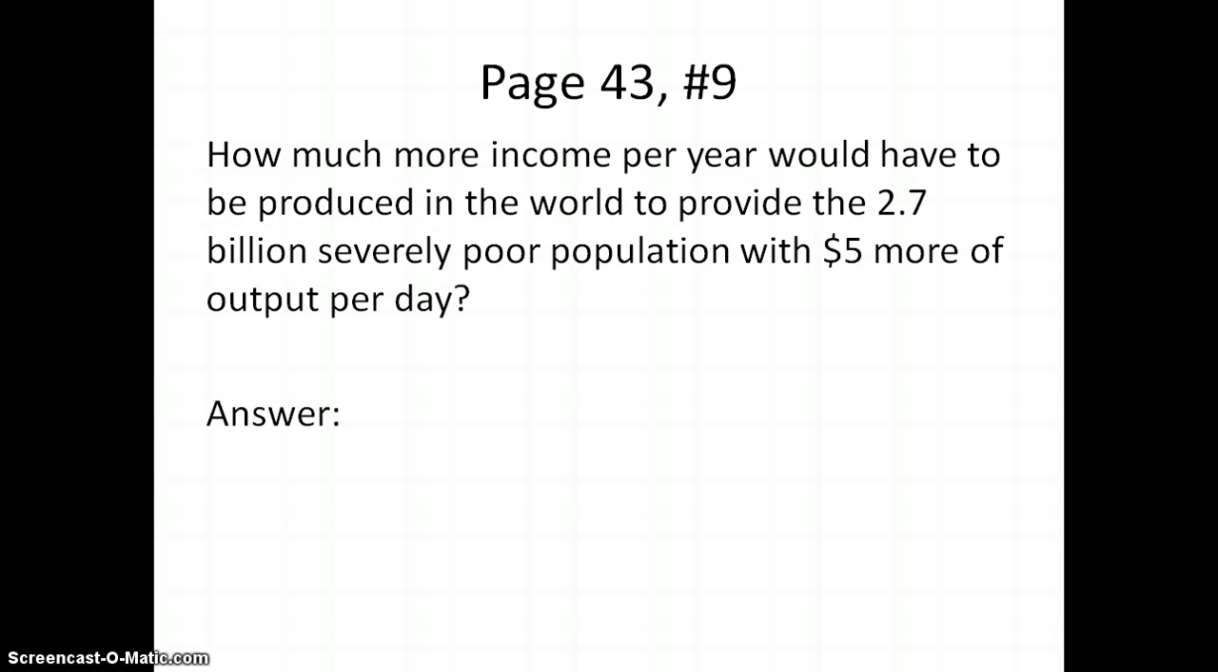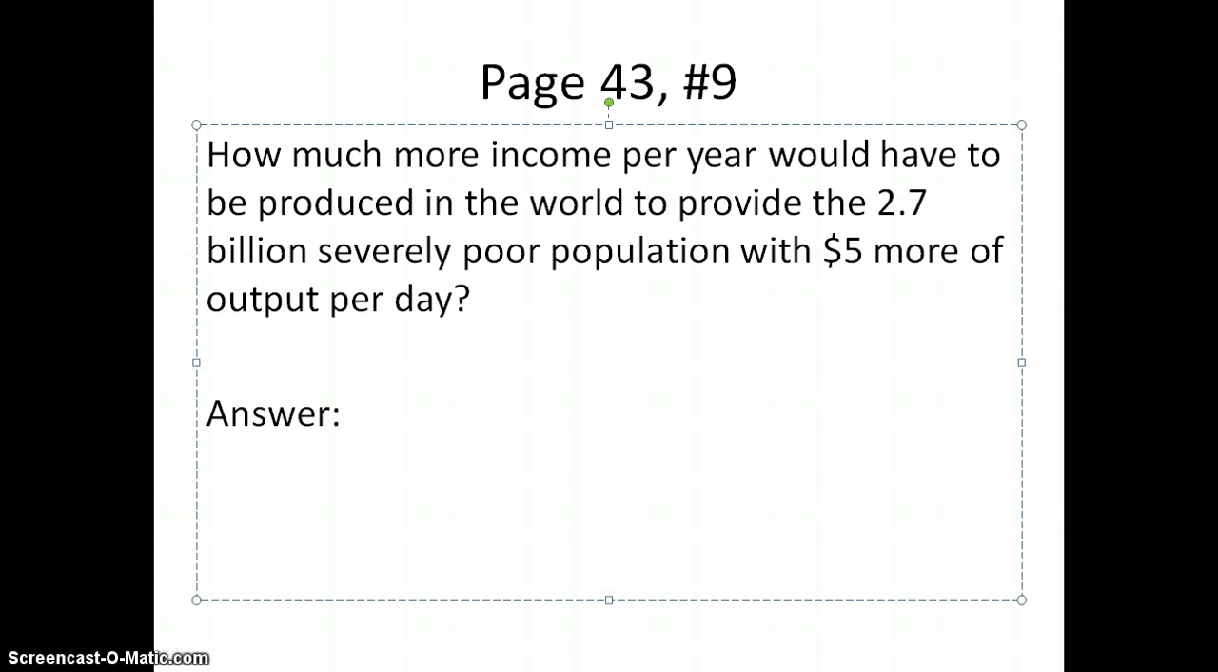So then the next question wants you to determine how much more income per year we would have to produce in order to provide some amount of money to the severely poor population. So I still have 2.7 billion here because that's the actual amount. And in this example, we wanted to provide them with $5 of output per day more. So we want to be able to give them $5 more than we currently do. How much more are we going to have to make as a country in order for there to be more for them without giving things up ourselves?